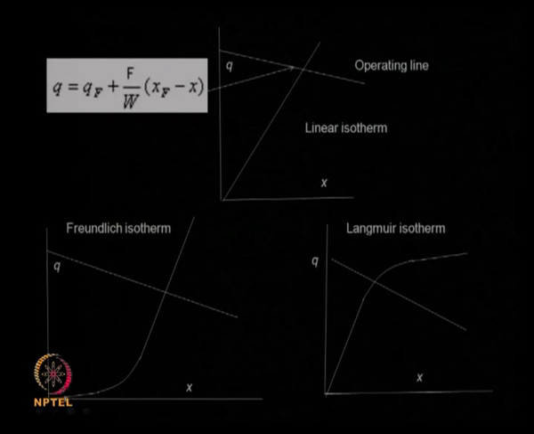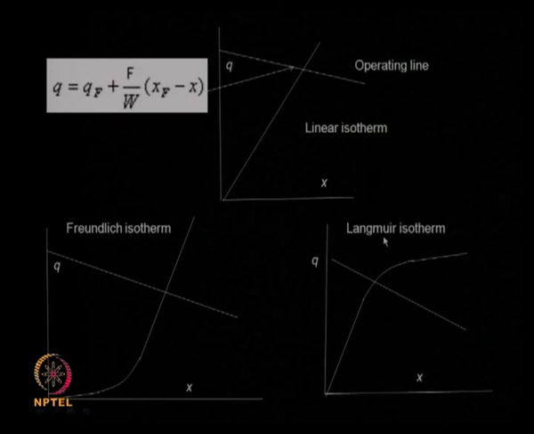So, graphically, all I have to do is draw the Freundlich isotherm, draw the equilibrium line, and see where it cuts. If I want to solve it numerically, again there are two equations, I can substitute them and then use them.